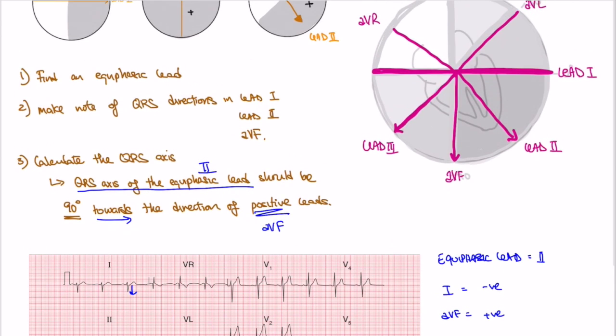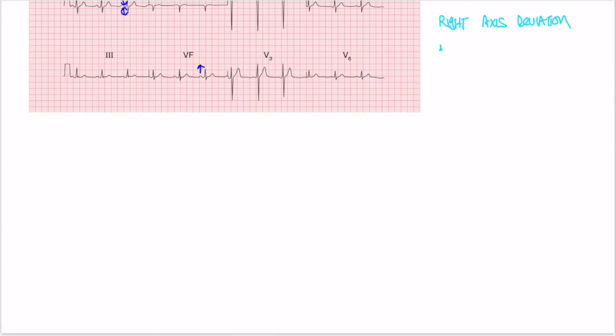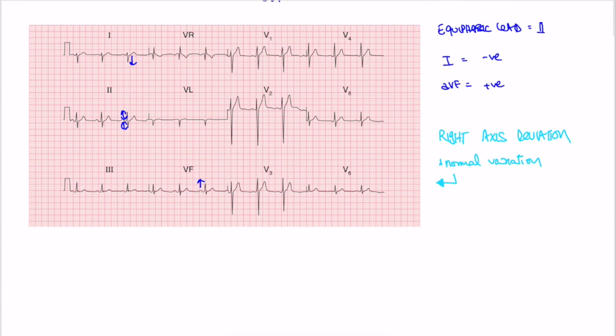So in this diagram, lead 2 is right here, and it has to point toward the positive AVF in 90 degrees, which brings us to the area where we labeled as right axis deviation. So this strip is indicative of a right axis deviation. There are a lot of causes as to why right axis deviation can occur, and in this one, it's a normal variation. This finding is normal in a tall or thin person.